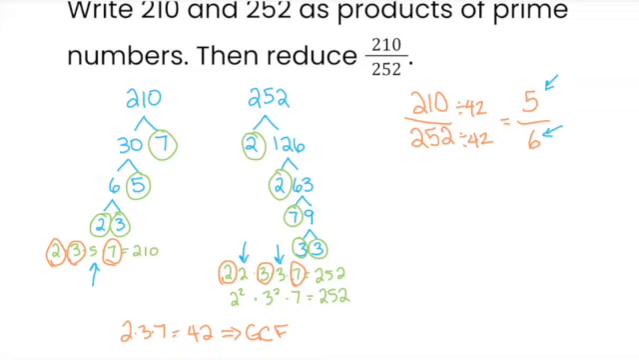So by doing prime factorization, not only can you write these as products of prime numbers, but you can also find the greatest common factor, and you can reduce the fraction by either just dividing by the greatest common factor or by finding the factors that weren't in common. And there you go.